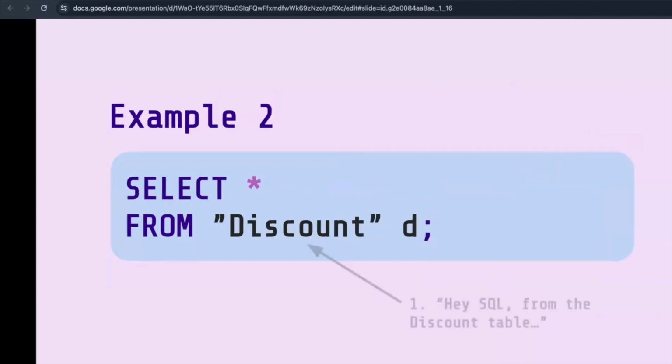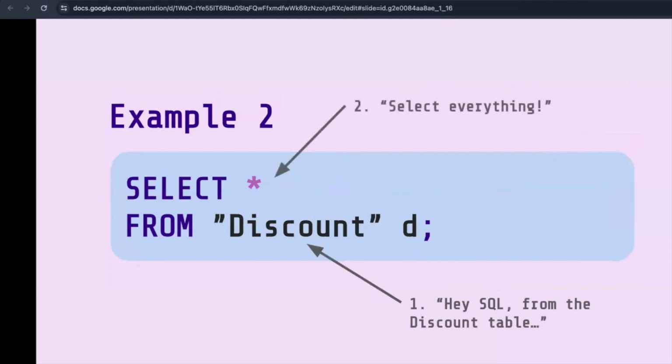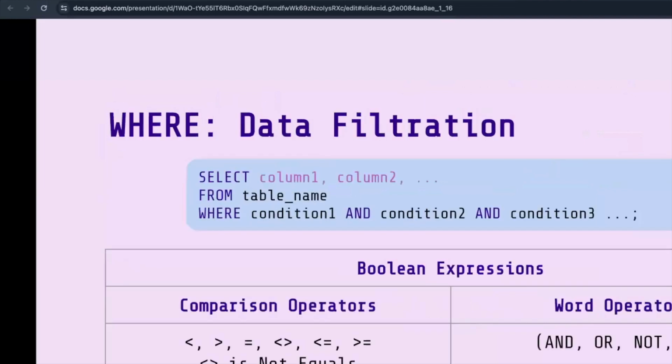Here's another example that says, select everything. So the asterisk right there represents everything in the table that you're working with. In this case, the table that we're working with is discount. And again, we've given it the name D. That is optional, you don't need it. But here we're saying, hey, SQL, from the discount table, can you please give us everything that's within the table?